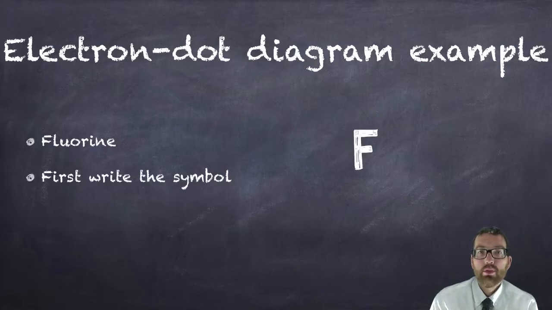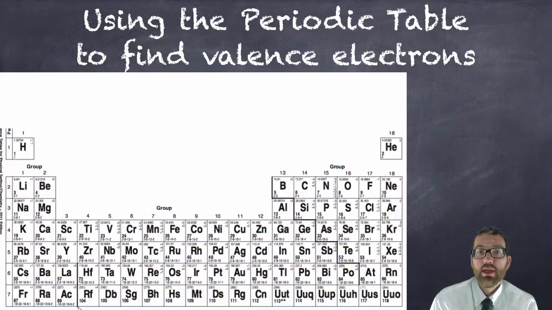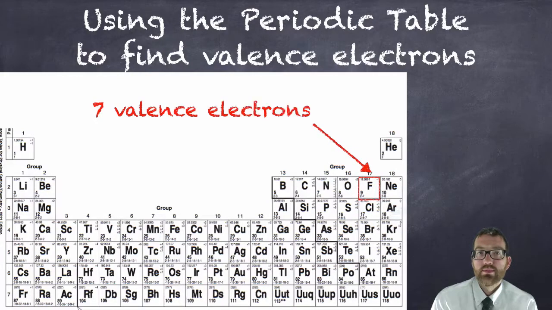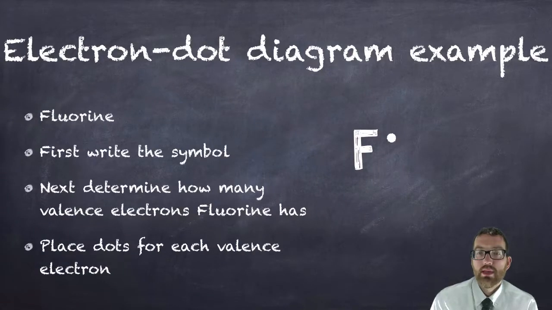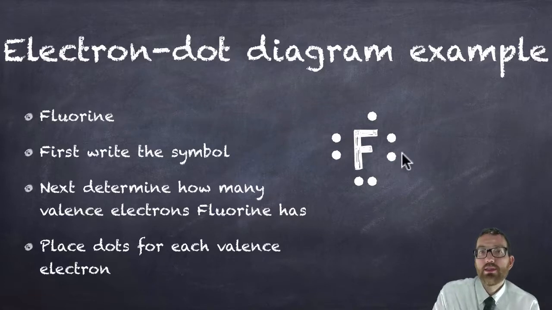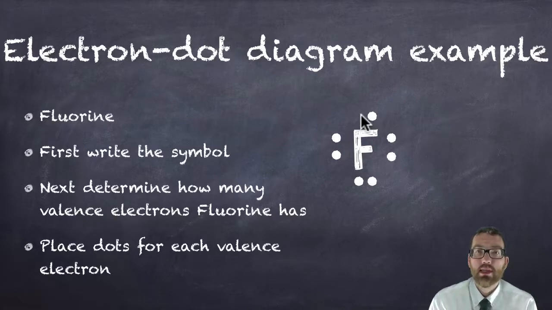Okay, next we have fluorine, which is element F. It has 7 valence electrons because it's in group 17. And we draw our 7 dots. 1, 2, 3, 4, 5, 6, 7. And we have 3 pairs of electrons and 1 unpaired. Again, you could have that unpaired electron on the top like I have, or on the bottom, or the left or the right. It does not matter.